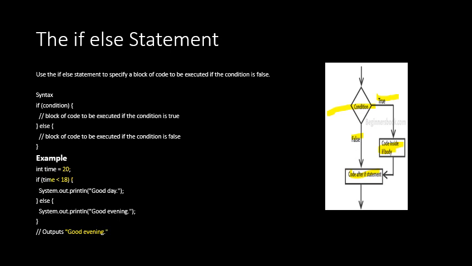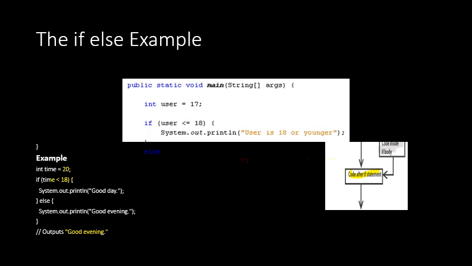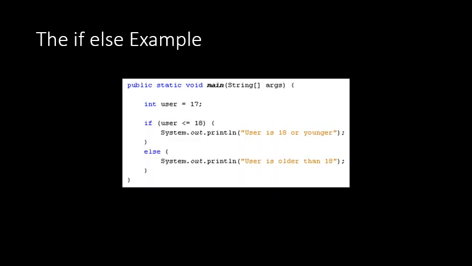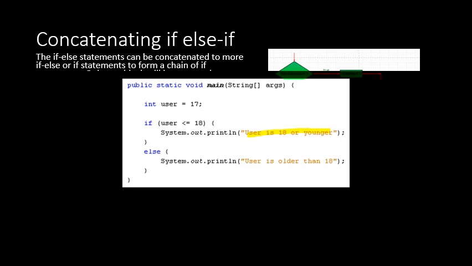Time is greater than 18. Time equals 20 we have chosen. So the next is an example of an if-else statement. I have taken user as 17 and I am saying if user is less than 18, then print "user is 18 or younger", else print "user is older than 18". So here we will get the output "user is 18 or younger" because 17 is less than 18.